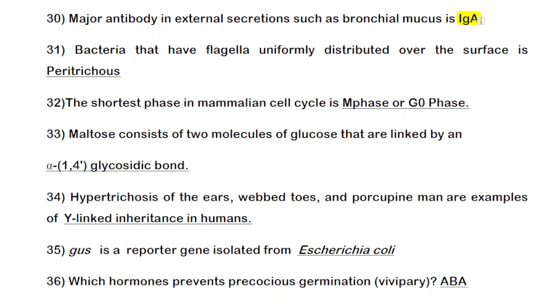31st question, bacteria that have flagella uniformly distributed over the surface are called peritrichous. You need to tell me what are examples of peritrichous bacteria.